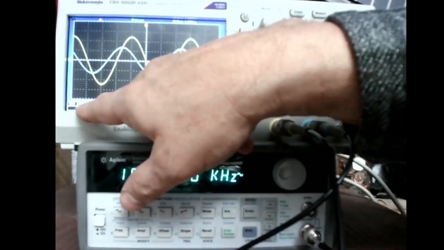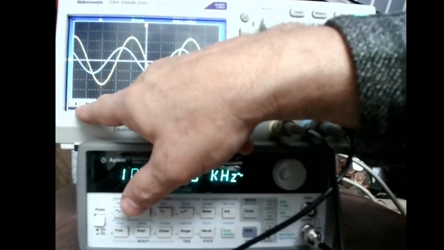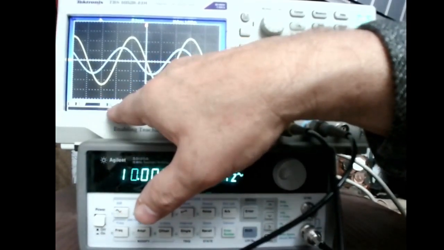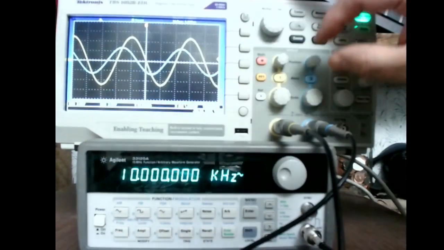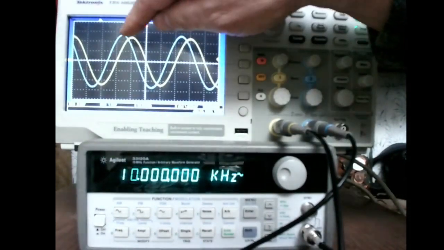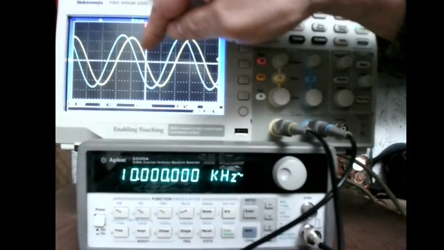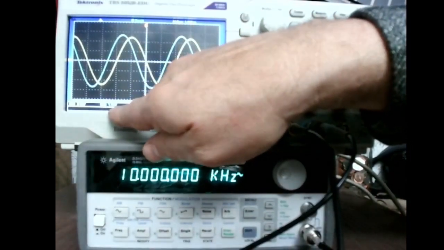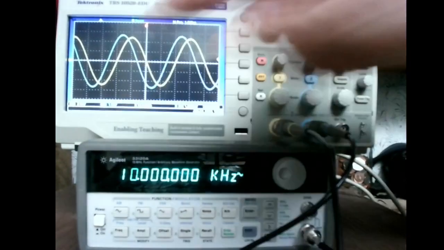And our volts per division is 2 volts for channel 1 and it's 2 volts for channel 2. You can actually change it so that, like right now, it looks like the blue is a little bit bigger than the yellow. It's peeking out, but I've changed the setting to 1 volt per division.